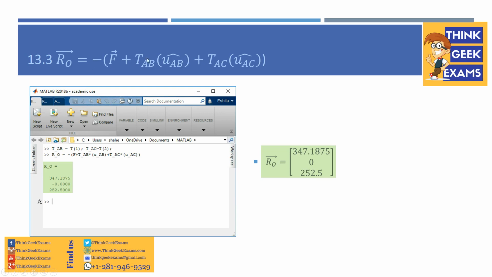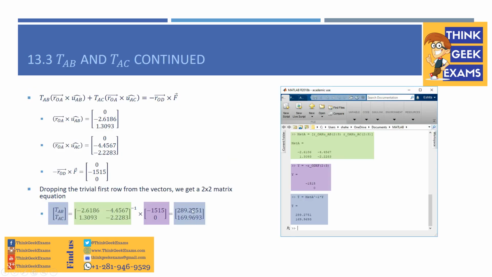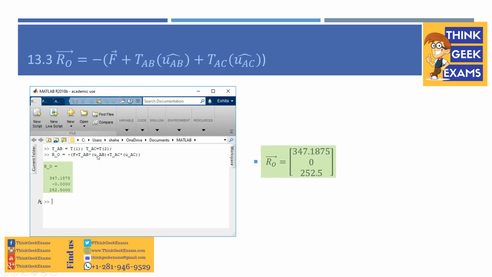So now that we have TAB and TAC, we can get the sum of forces done. We have F as a vector, and we have TAB and TAC as numbers, and we also have UAB and UAC, the direction vectors. So we can just multiply the direction vectors by the magnitudes and get the vectors, and then add it to F, and that should give us RO. And that's exactly what I did. So TAB is the first element from T from the previous, so this one, and TAC is the second element from here. So that's what I did over there.